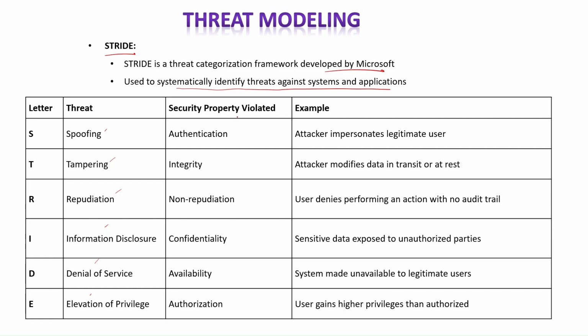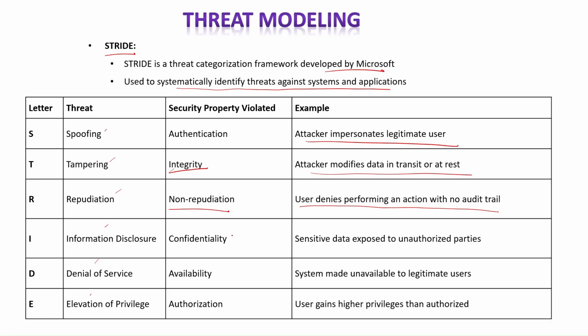So what are the security properties violated by each of these threats? Spoofing violates authentication, and an example is an attacker impersonating a legitimate user. Tampering violates integrity, so an attacker modifies data in transit or data at rest. The security property violated by repudiation is non-repudiation. For example, a user denies performing an action with no audit trail.